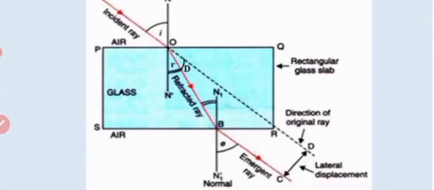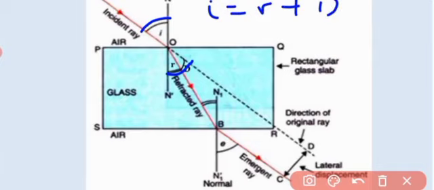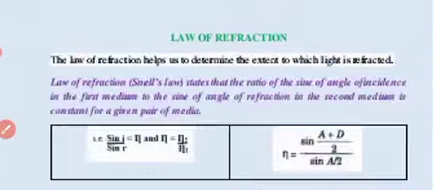Okay, now from what we have here, mathematically, we can see this angle equal to this angle, that is a vertical opposite angle, they are equal. So we can say i equals r plus d mathematically. So that is what we are going to use in solving that problem in example 1.